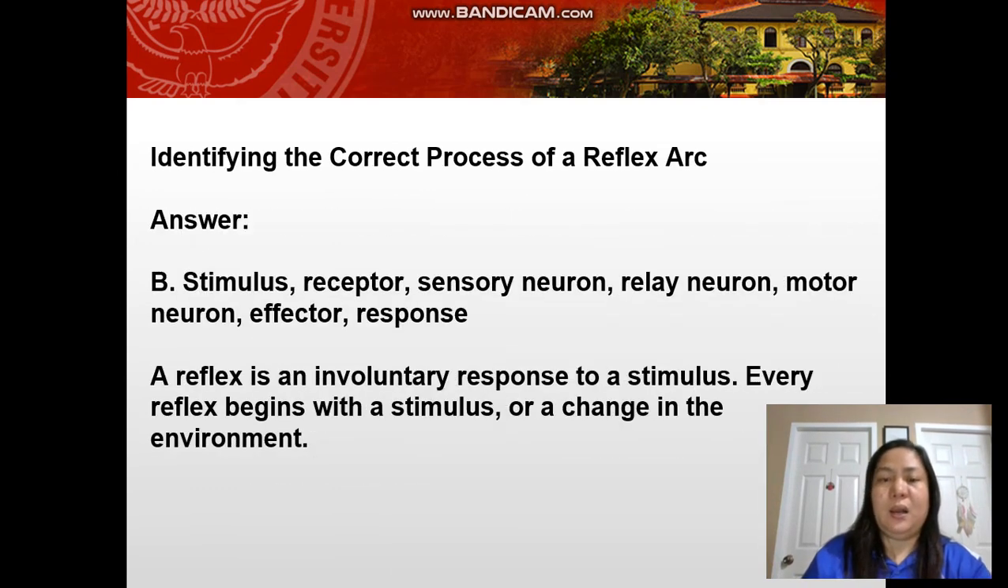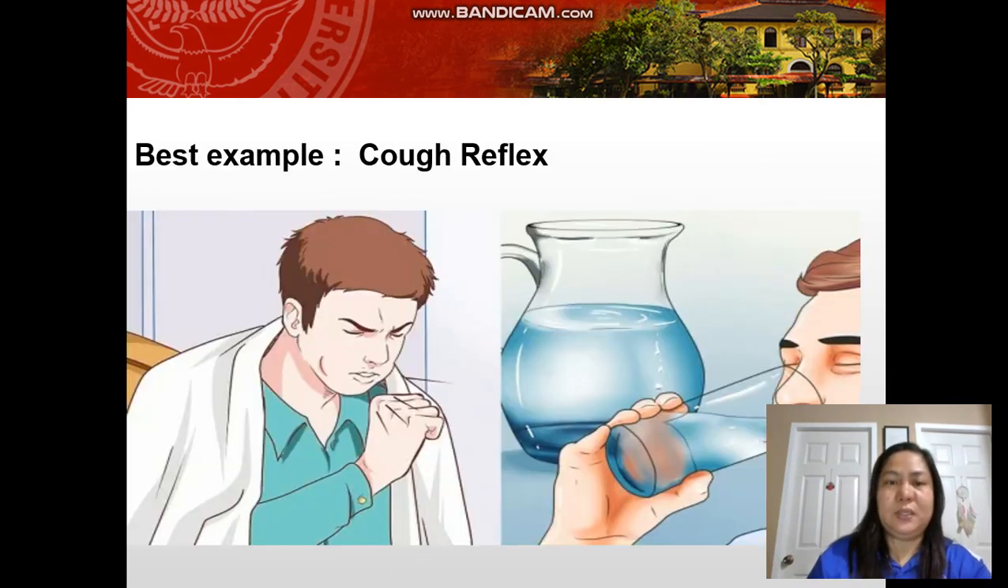Okay? What is the best example? This is the cuff reflex dun sa ating explanation ng structure of reflex arc. Okay? Ang stimulus natin is the water. Okay? It is the best example.